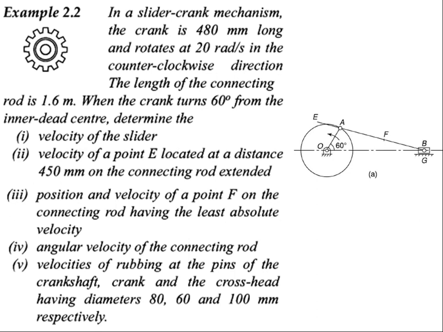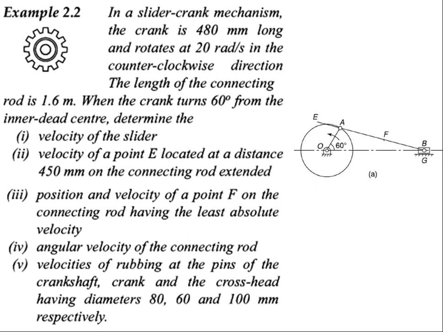Okay, in a slider crank mechanism, the crank is 480 mm long, that is nothing but OA. OA is the crank here, and it rotates at 20 radians per second in the counterclockwise direction. The direction is also shown in this figure, and the length of the connecting rod is 1.6 meters. What do you mean by connecting rod? It is nothing but AB.